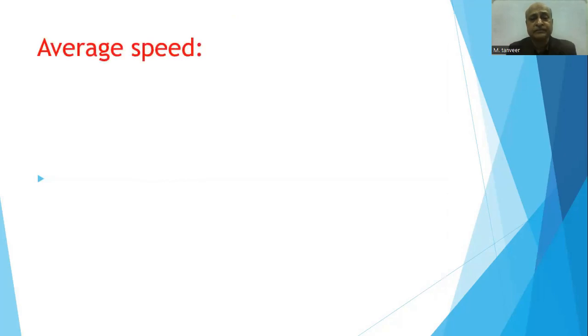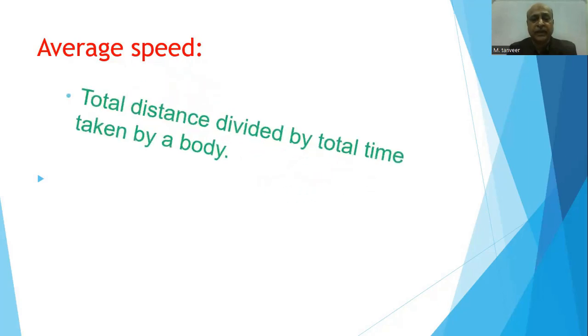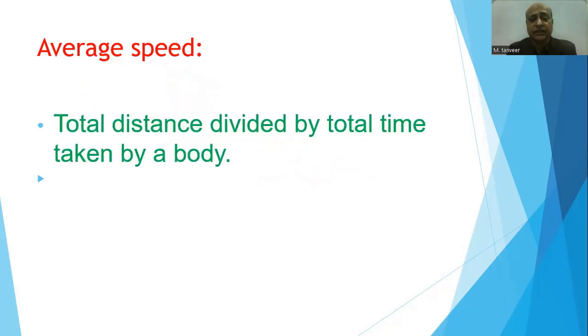Average speed. When you are going from one city to another, or from home to school, the speed of your car is not constant. Sometimes you have to increase your speed, sometimes you have to decrease the speed of your car. So what is the average speed? For finding the average speed, you will divide the total distance from home to school by the total time you have taken. So average speed is the total distance divided by the total time taken by a body. It is called average speed.